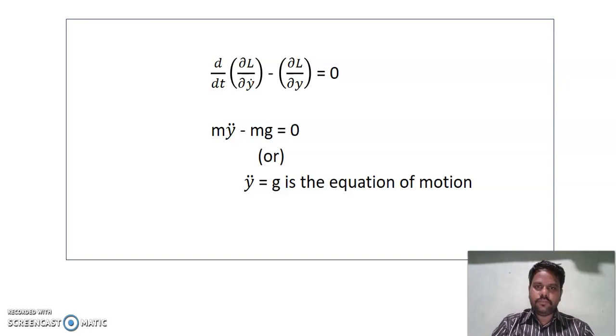So in this session, we have learned the application of Lagrangian equations for a single particle in a free space and for a freely falling body.